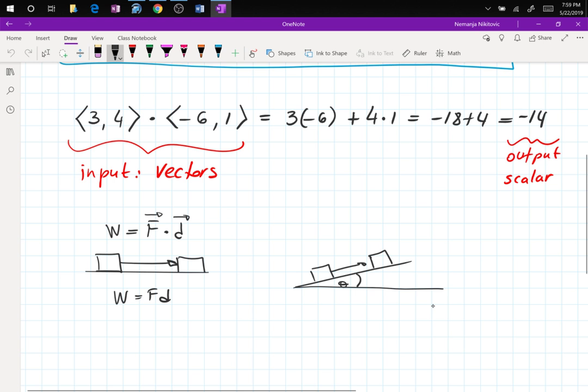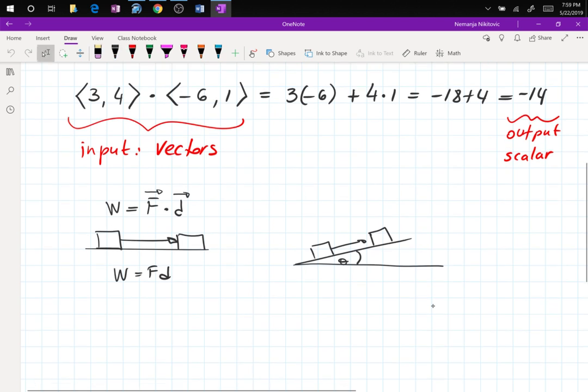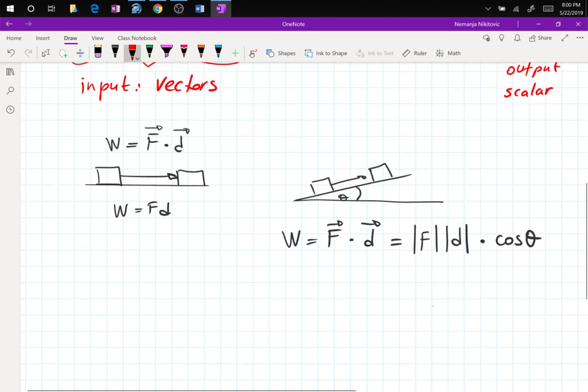So the work is still force times the distance, but now the distance is on the incline, so we can use the cosine of the angle and magnitudes to figure this out. So work is going to be force times the distance, but we can replace these with the magnitudes and multiply with the cosine of the angle. So looking at this, we find also a good definition for u dot v as magnitude of u times magnitude of v times the cosine of the angle in between.